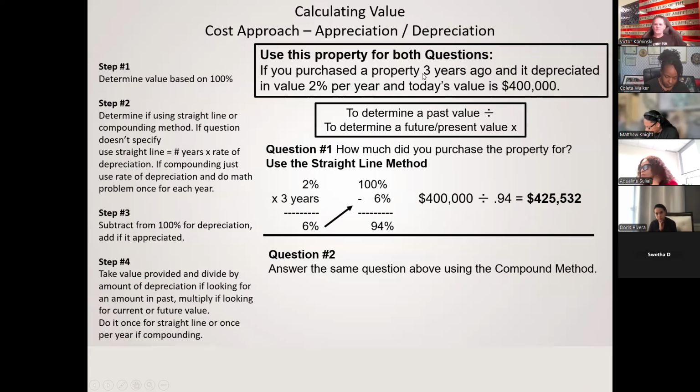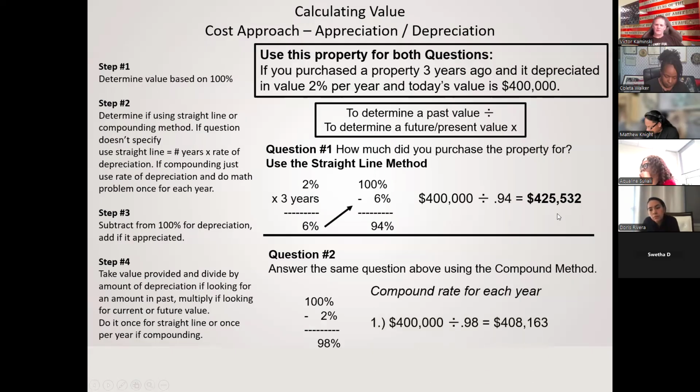So if you purchased a property 3 years ago and it depreciated in value 2% per year, and today's value is $400,000, once again, we're going to start off with 100%, but we're not going to take this shortcut of 2 times 3, the number of years, the rate of depreciation times the number of years, and then subtract it. We're just going to subtract the rate of depreciation, the 2% from 100, which gives us 0.98. And then we're going to do this math problem once for each year.